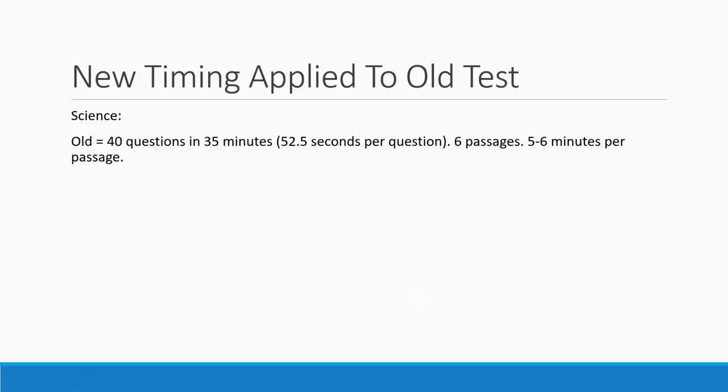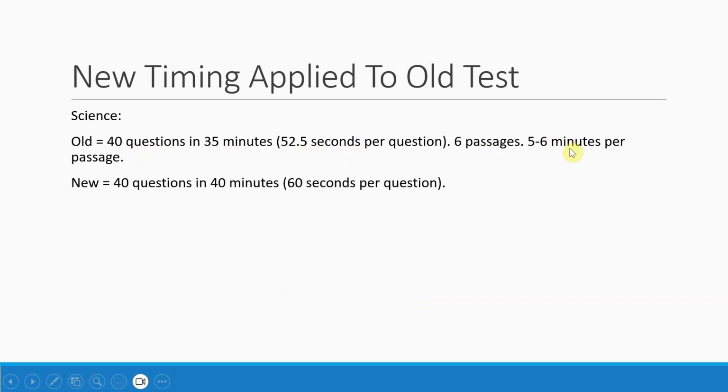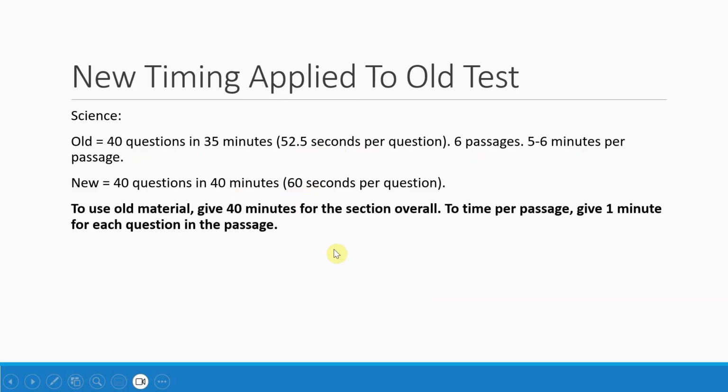So quick recap. Old version of the science section, we had 40 questions and we had 35 minutes to do them. That was 52.5 seconds per question. You had 6 passages, so about 5 to 6 minutes per passage. Now we have 40 questions in 40 minutes, so a full minute per question. So if we want to use an old test, just give yourself 40 minutes for the section overall instead of 35. To time per passage, just give 1 minute for each question in the passage. And that'll do well for you to practice with the new timing.